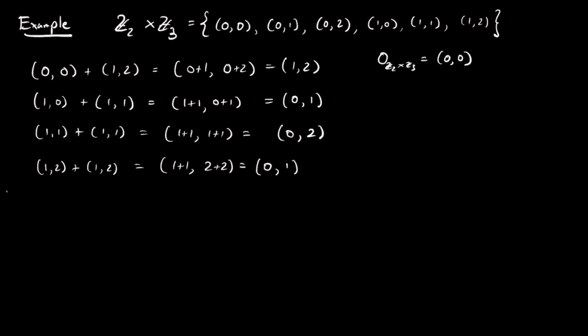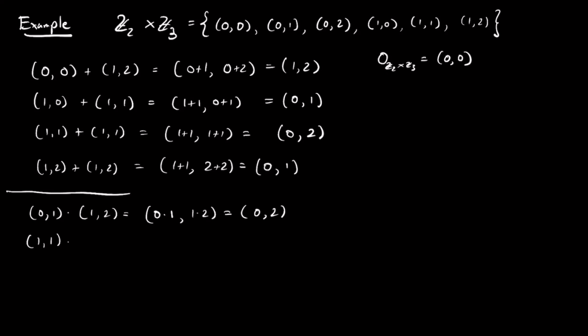There's also a similar thing for multiplication, so we could multiply elements of these two rings. So for example, I can do (0,1) times (1,2). What is this going to look like? Well, I multiply the first entries, 0 times 1, and then I multiply the second entries, 1 times 2. So I'm going to get the element (0,2). 0 is the first entry, 2 is the second entry. I can do (1,1) times (1,2). This would be 1 times 1, 1 times 2, and this is going to be (1,2).